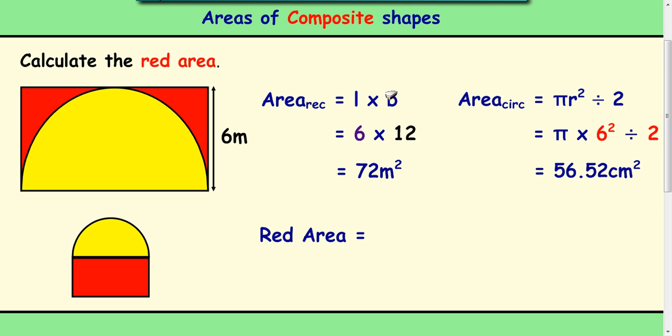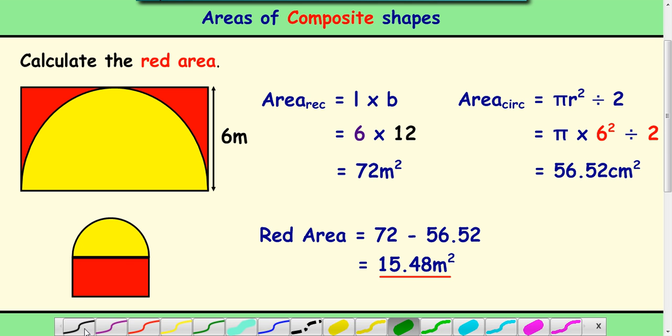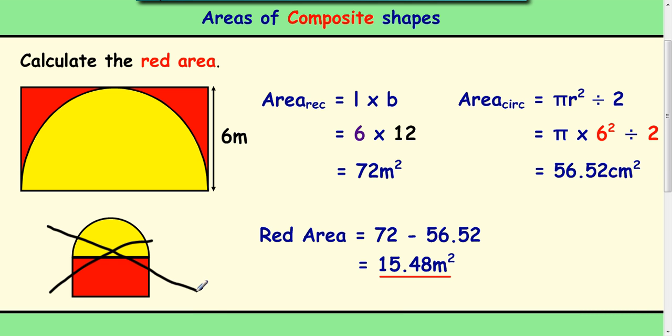So red area, make sure you set your working out properly. So a new calculation, 72 take away 56.52, and that comes to 15.48 metres squared. So this here is not what we want to do. We do not want to add them.